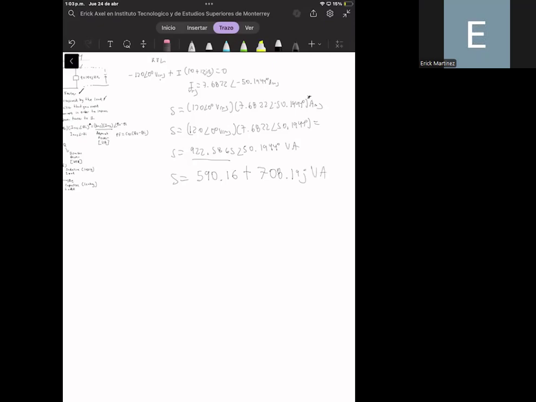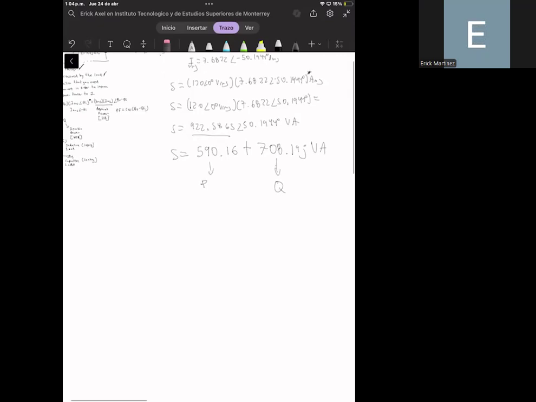So remember that when you express the complex power in rectangular form, you will have the real part and the imaginary part. The real part is the average power, the power that is being consumed. And the reactive power is Q, the imaginary part of the complex power, okay?